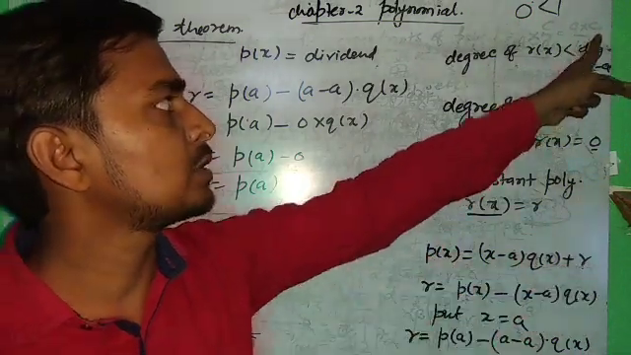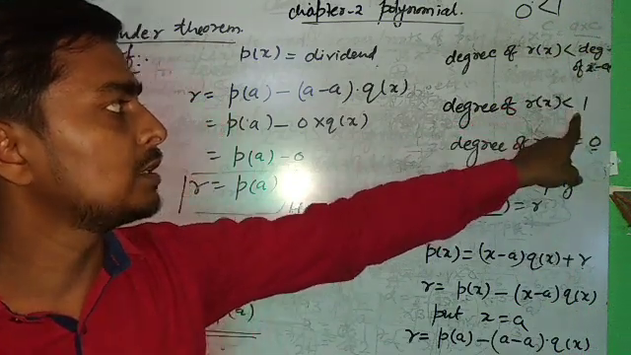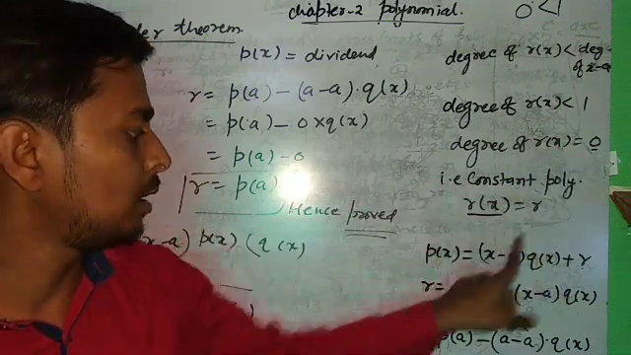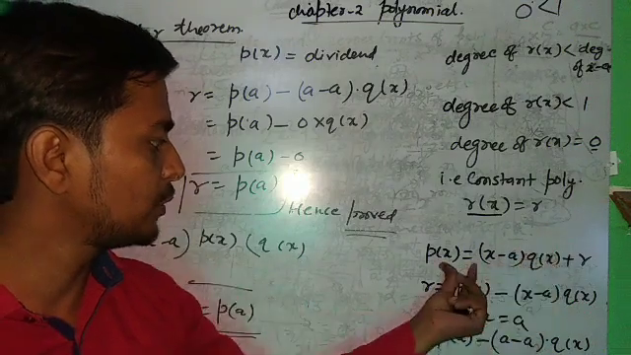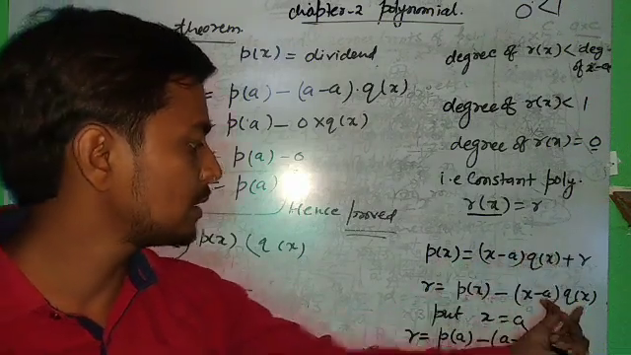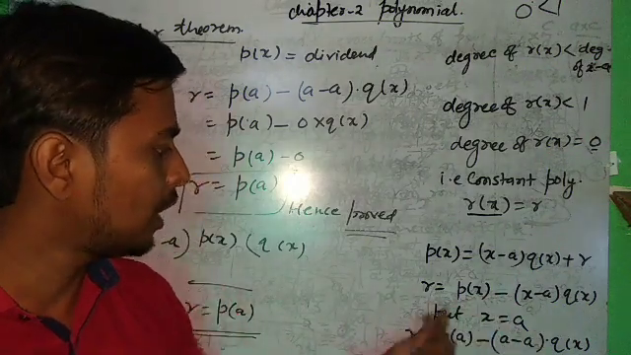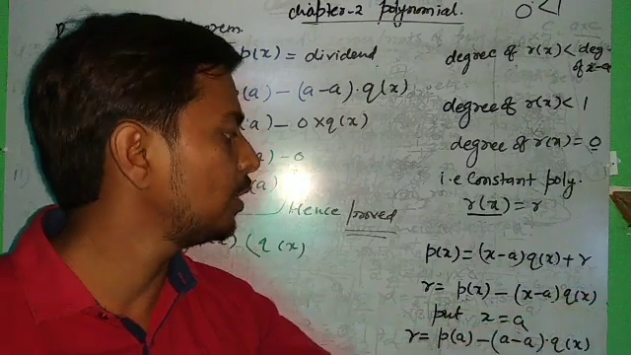Degree of R(x) is less than degree of x minus a. Degree of x minus a is 1. So degree of R(x) is 0, a constant r. So put here r. R is equal to, by transposing this term, P(x) minus this will come. Put x is equal to a. R is equal to P(a) minus (a minus a) into Q(a).